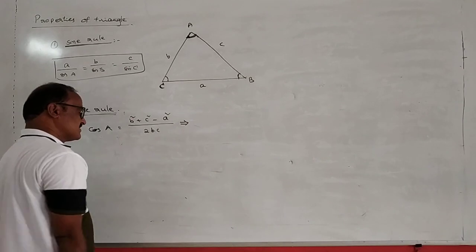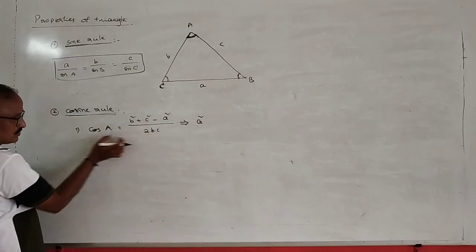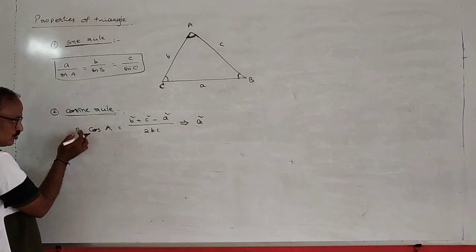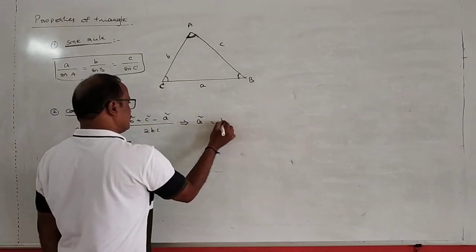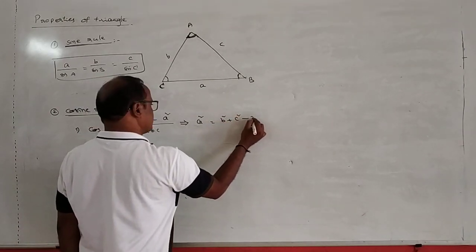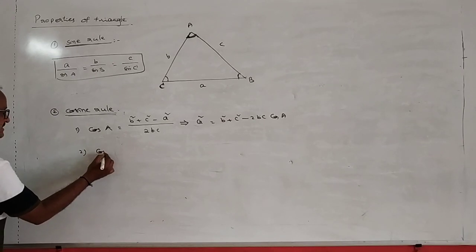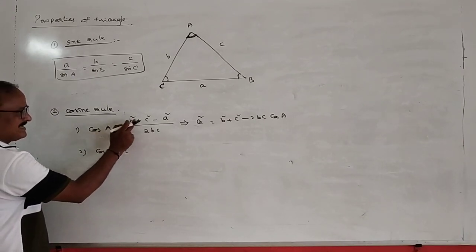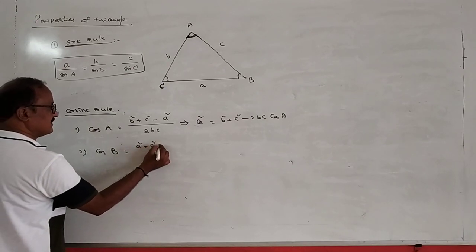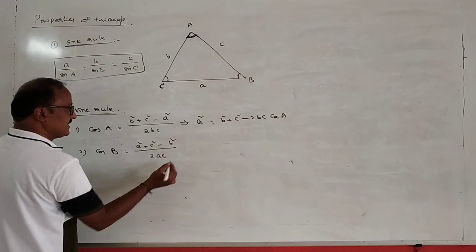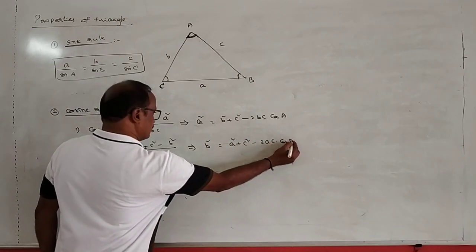Or from this, how do we write the formula for a square? b square plus c square minus a square is equal to 2bc into cos A. Taking 2bc cos A to this side, and minus a square to the other side, a square is equal to b square plus c square minus 2bc cos A. Similarly, cos B is equal to a square plus c square minus b square by 2ac, or from this, b square is equal to a square plus c square minus 2ac into cos B.